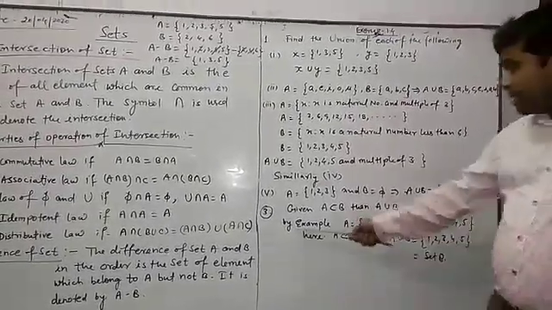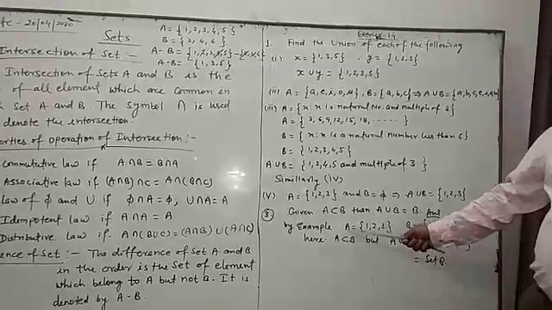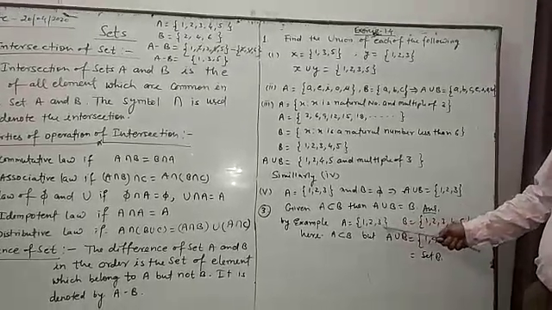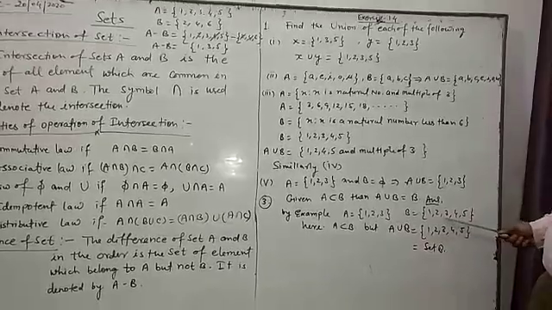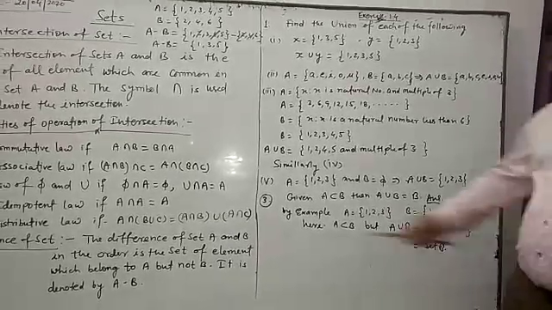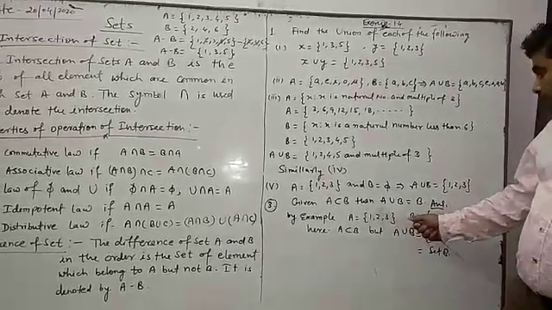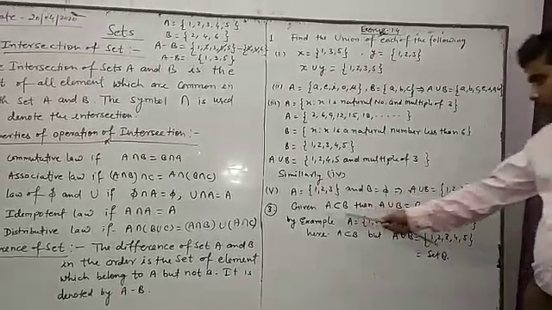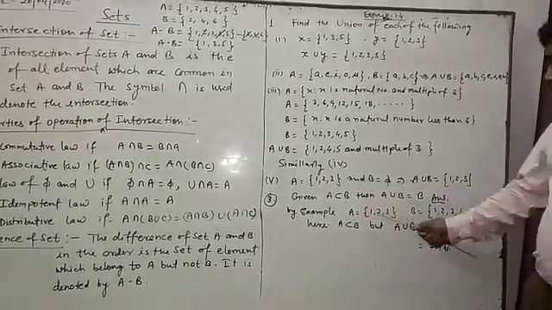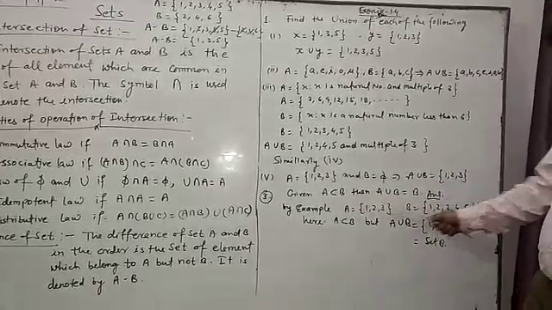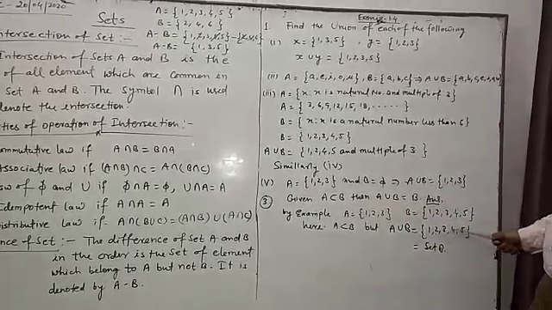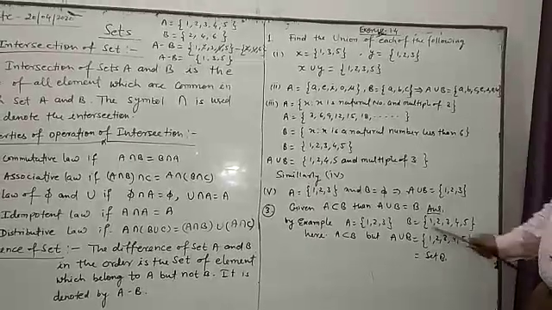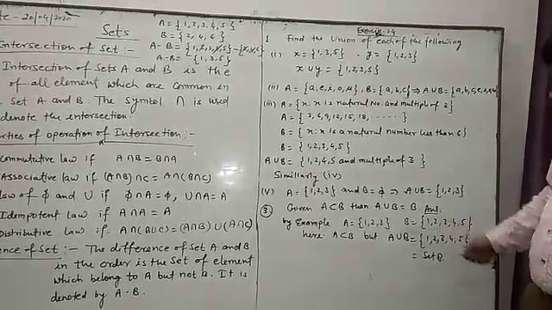How? By example, suppose that A is equal to {1, 2, 3} and B is equal to {1, 2, 3, 4, 5}. Here all the elements of set A are present in set B, so the first condition is satisfied here. Then A union B is equal to {1, 2, 3, 4, 5}, which is set B.